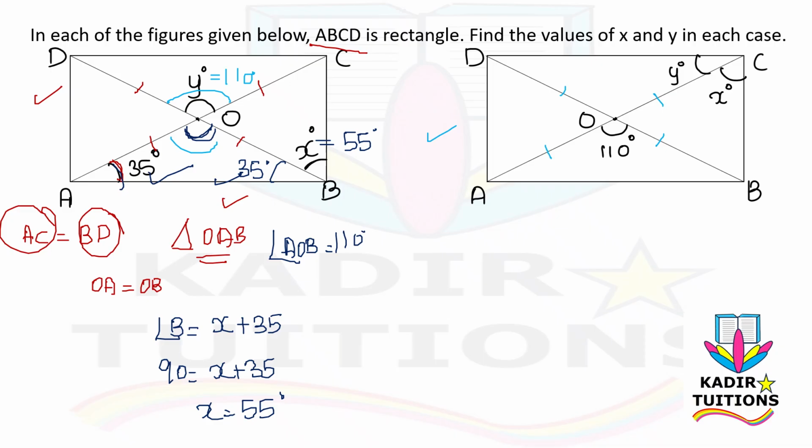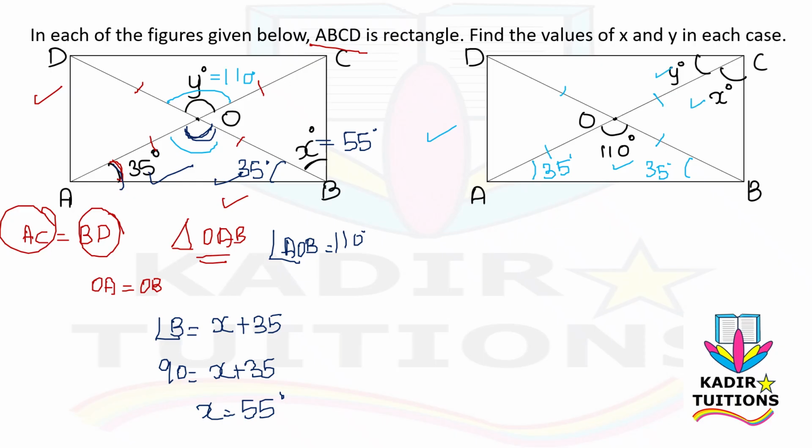So here they have mentioned that AOB is 110 degrees. So obviously what is the remaining? If this is 110, this is going to be 35 and this is going to be 35. That means at OBA this is also going to be 35. Why? AOB is an isosceles triangle where OA equal to OB. But our question is we have to find what is this angle and what is this angle.